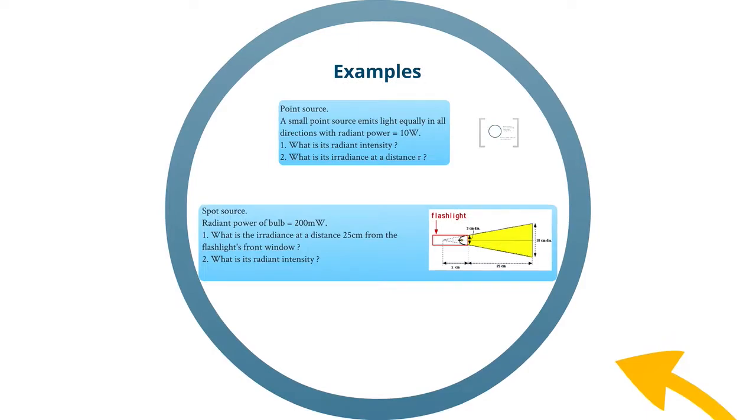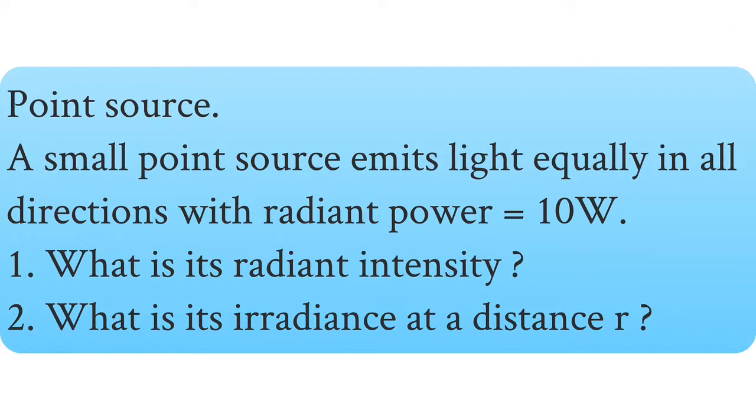Okay, we need to speed up a little bit. Let's do these two examples, and then we'll wrap this part of the lecture up. So I want you to do this yourself now. This is based on what we talked about today. You have a point source. A small point source emits light equally in all directions with the radiant power of 10 watts. What is its radiant intensity, and what is its irradiance at a distance r? Spend about a minute, and you can discuss if you want. You should be able to do this. At least you should know how to do this by the exam. This kind of problems, anyway.